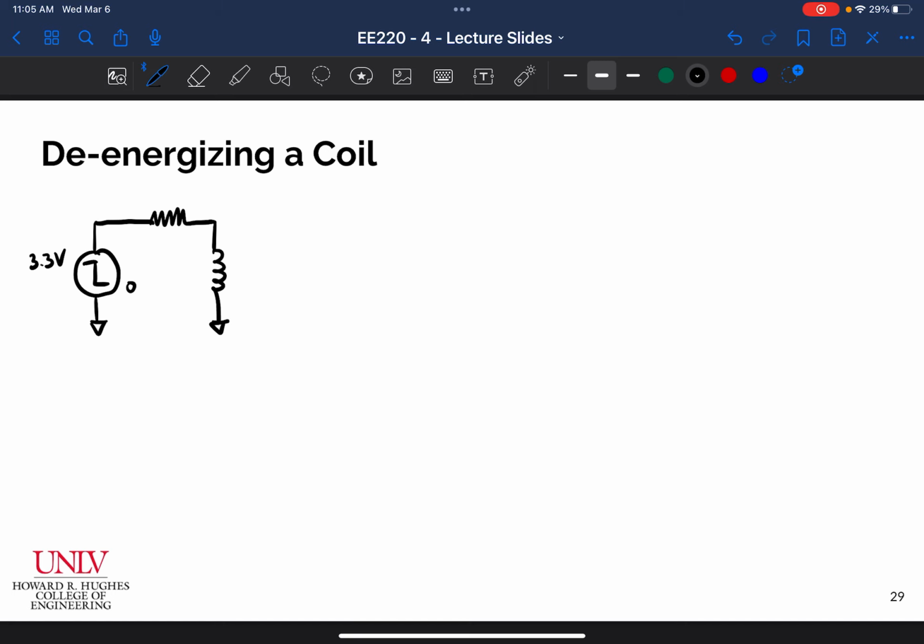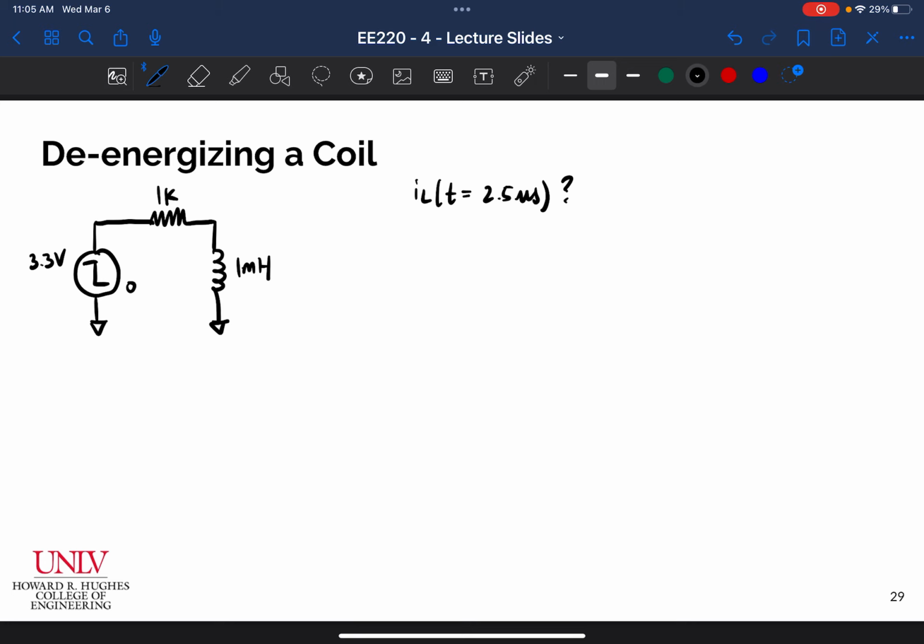Let's make this a 1 kilo ohm resistor, and let's make this a 1 millihenry inductor. Okay, and what I want to determine in this circuit is what is the current flowing through the inductor at time t equals 2.5 microseconds. That's what we're interested in figuring out.